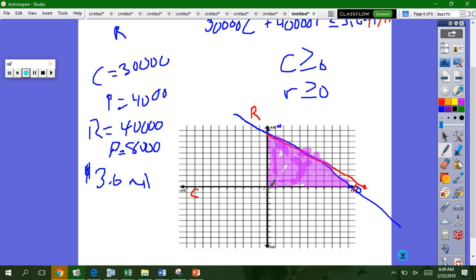So this corner right here is 0, 0. You guys agree with that? Then we have this point right here, which is 0, 90. And then this point down here was 100, 0. Does everybody understand those locations? We have one more location, don't we? It's where those two lines intersect.